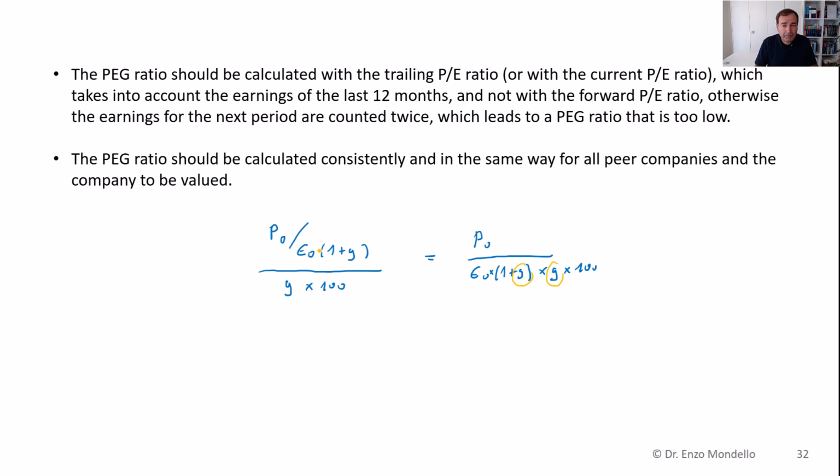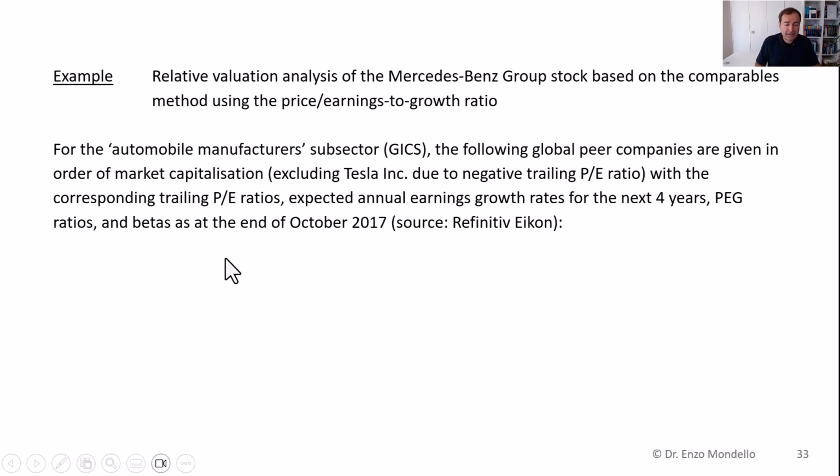The PEG ratio should be calculated consistently and in the same way for all peer companies as well as for the company to be valued. Let's take the example on the next slide. Here we're looking at the Mercedes-Benz Group stock, and we perform a relative value analysis based on the comparables method using the price multiple of price earnings to growth ratio. For the automobile manufacturer subsector, the following global peer companies are given in order of market capitalization.